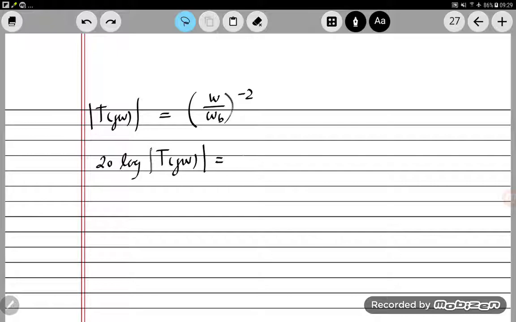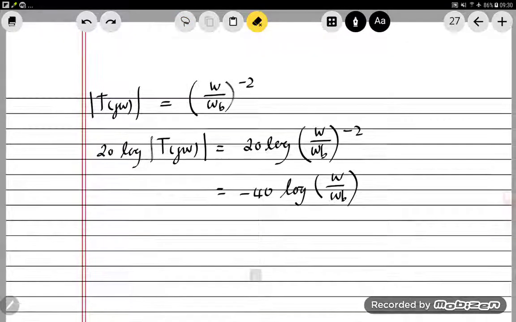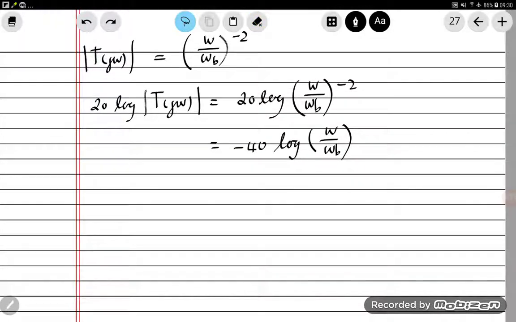and well, that's 20 log of ω over ω_b, and of course we can bring down the -2 in front of the log. That becomes -40 log of ω over ω_b. Okay, so at this point it's probably easy to just quickly draw a small Bode plot here, so we can see the behavior of this magnitude function.